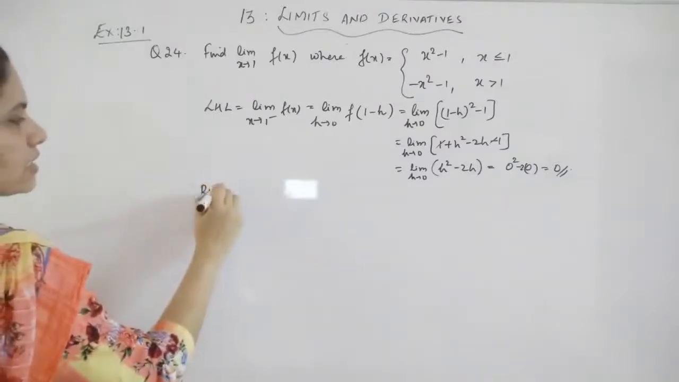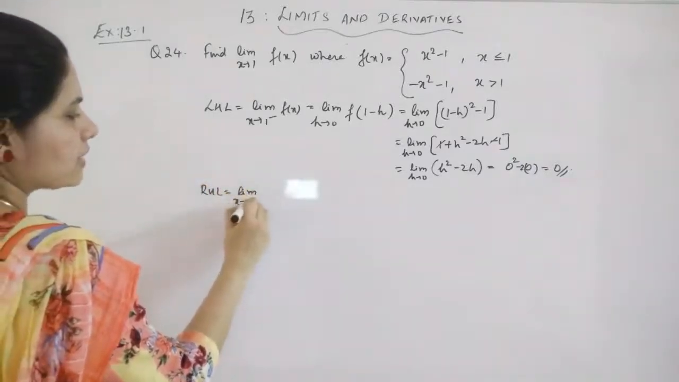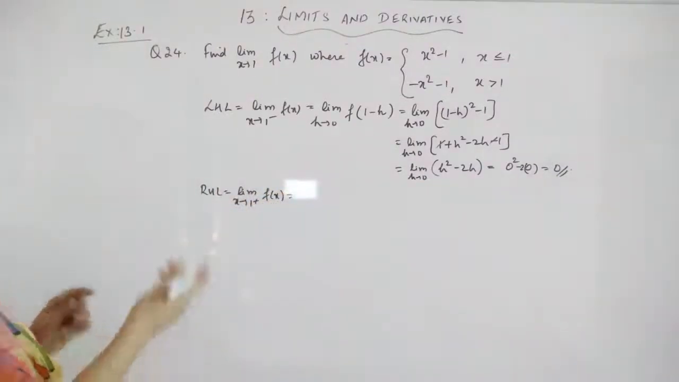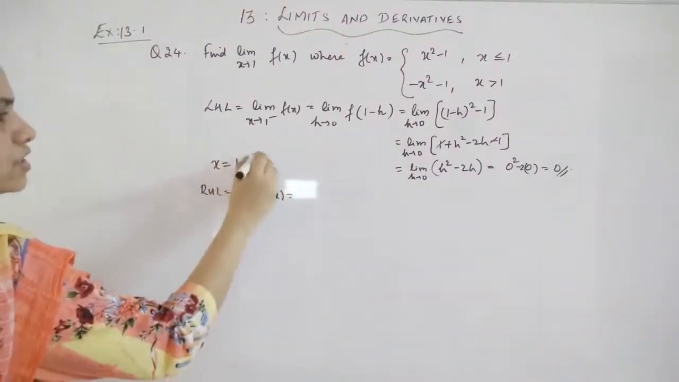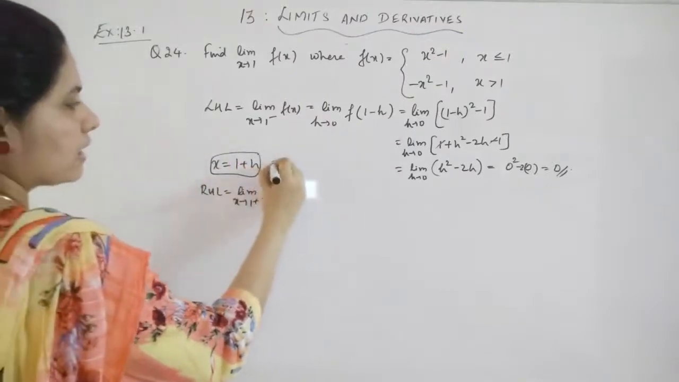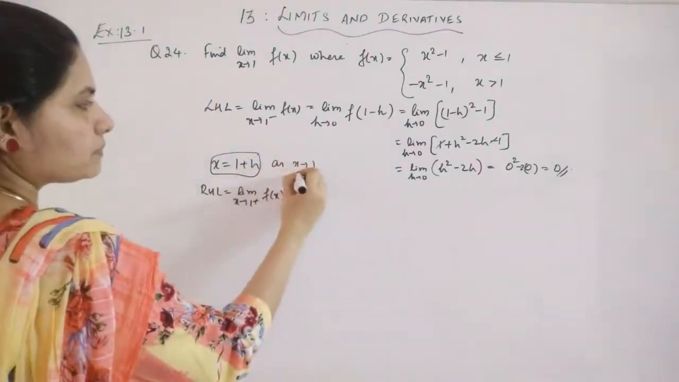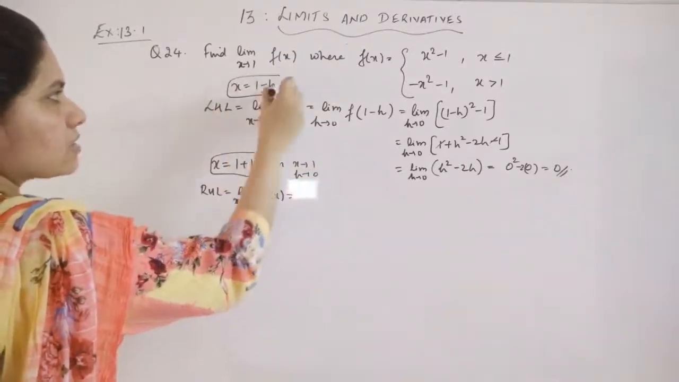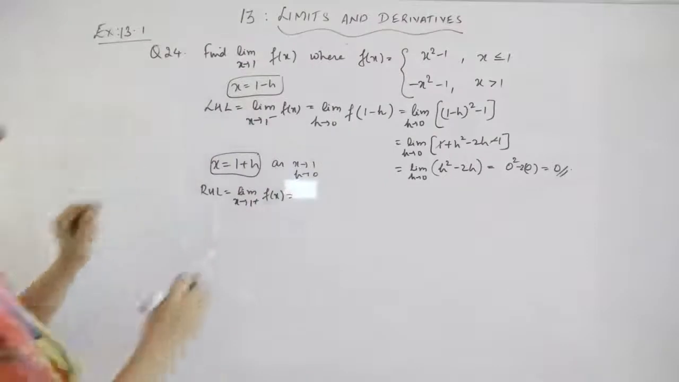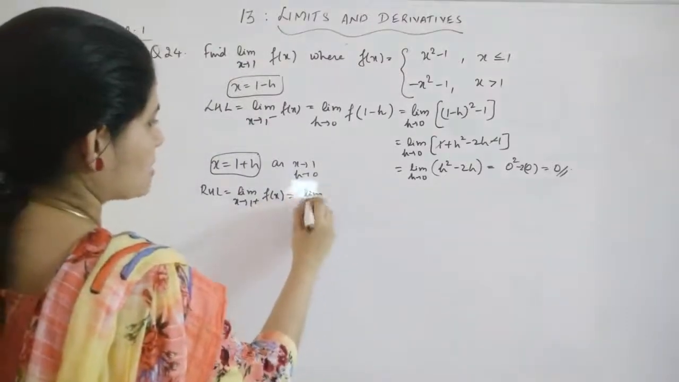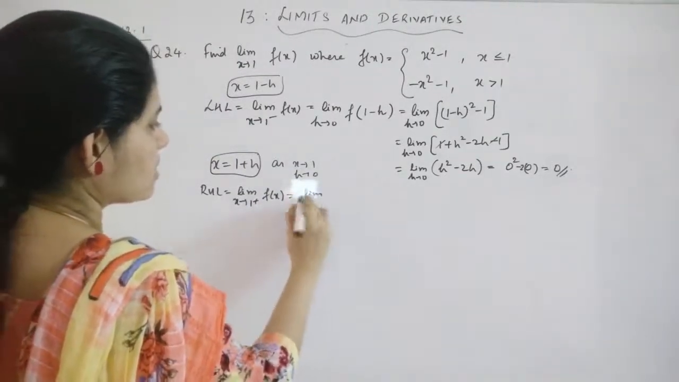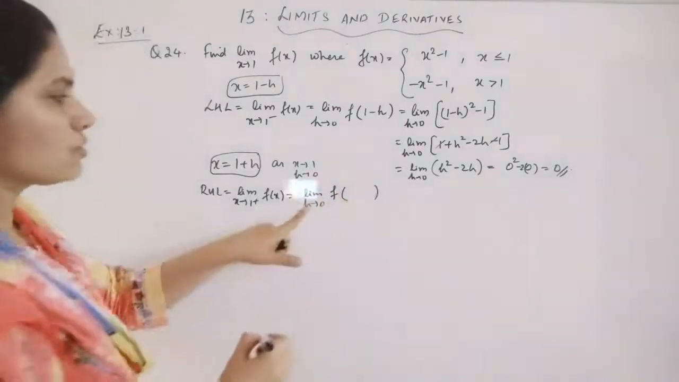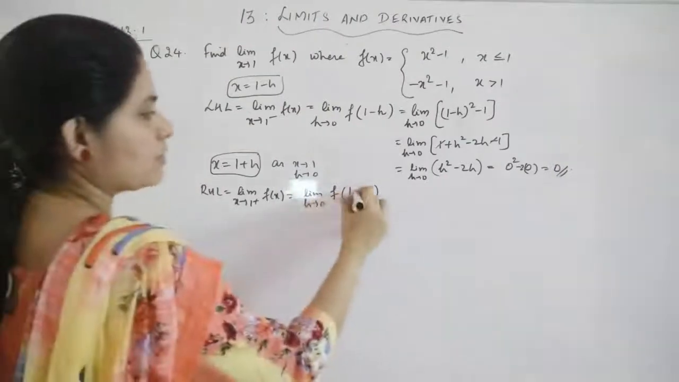Now going for the right hand limit, you will write it as limit x tends to 1 plus f of x, and you have to replace this x with 1 plus h. Then when x tends to 1, h will tend to 0. Here again, for the left hand limit you were putting x as 1 minus h. Okay, this is the difference. So limit x tends to 1 plus has been replaced with h. So you are getting limit h tends to 0, and f of x you are replacing with 1 plus h.